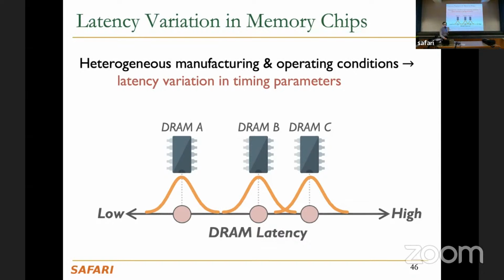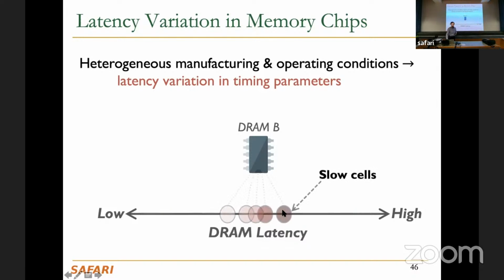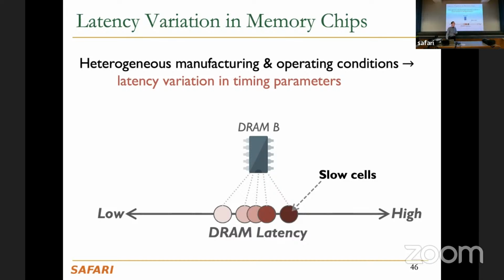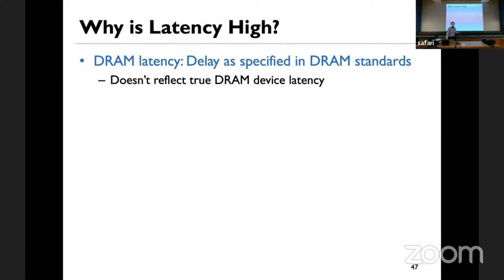And within a DRAM chip, latency is also very heterogeneous. Some cells you can operate at low latency. Some cells you have to operate at high latency. And these distributions can overlap also, as you can see. So within a DRAM chip, you have slow cells versus fast cells. So why is latency high then? Because we don't distinguish between any of these today. We have a constant DRAM latency, which is the delay as specified in DRAM standards. We'll see this more in the next lecture.